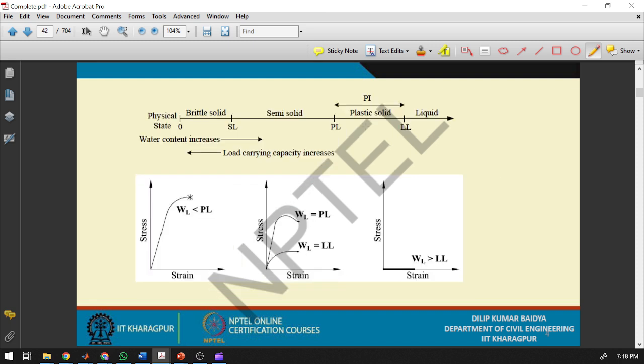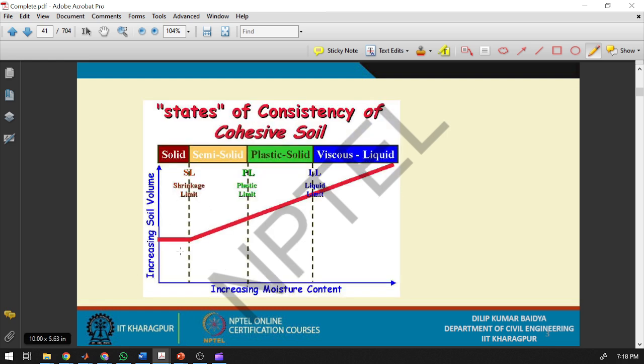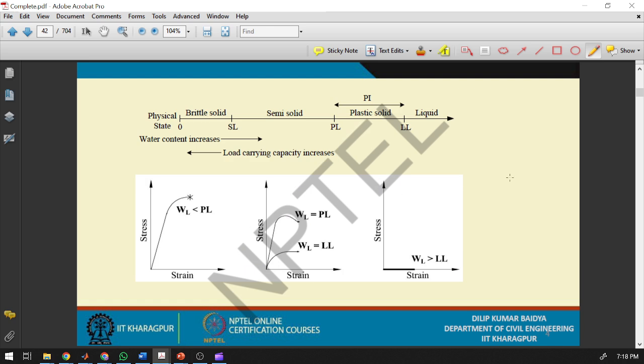And as I said, water content increases in this direction and load carrying capacity increases in the opposite direction. Meaning as the water content increases, load carrying capacity decreases. So we have a liquid limit, plastic limit, and shrinkage limit. In this region, the soil is brittle. In this region, it is semi-solid. This is plastic, and this is total slurry.